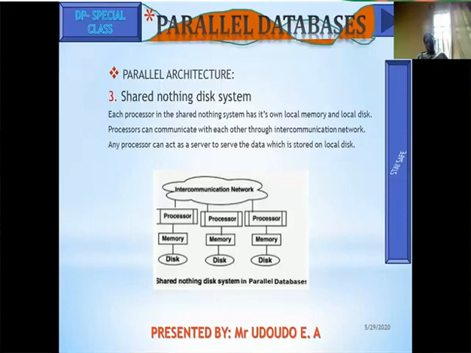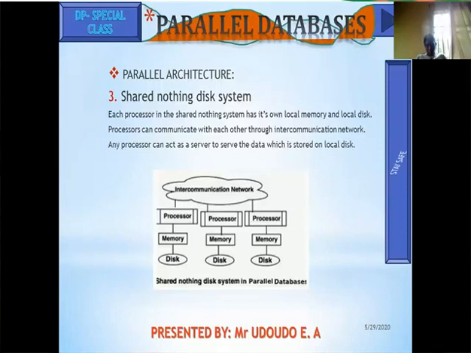The same company, until there is a need to exchange data, because the headquarters will definitely demand information from the different branches. At that point, the needful can be done. But the branches are operating independently. This is about the shared nothing disk system.